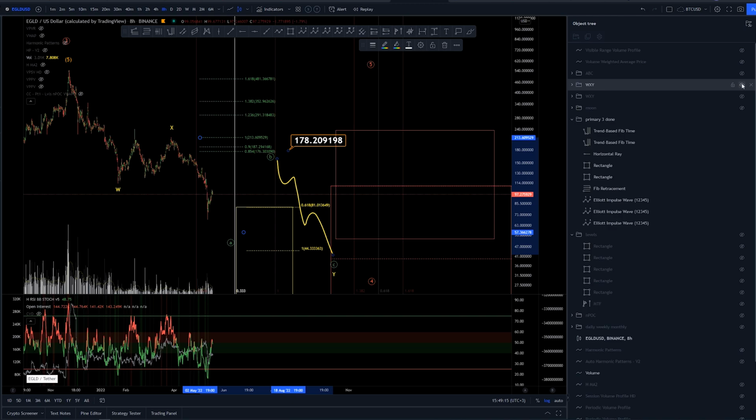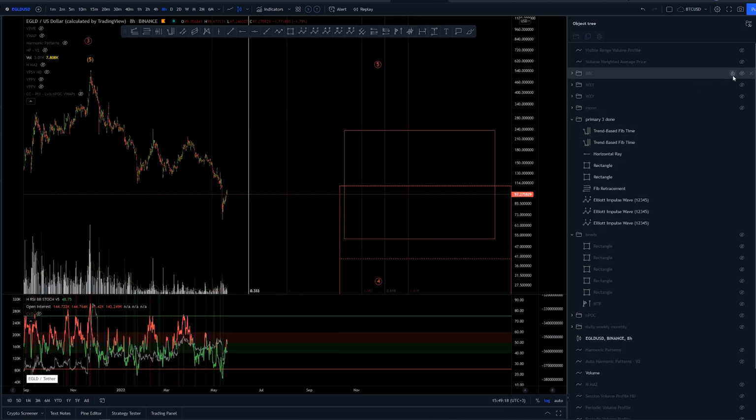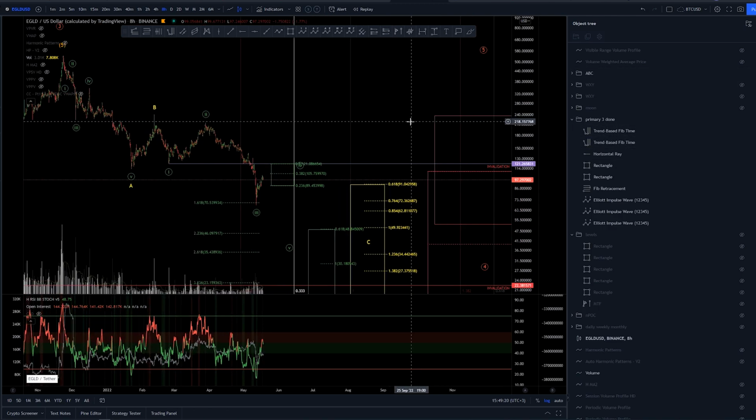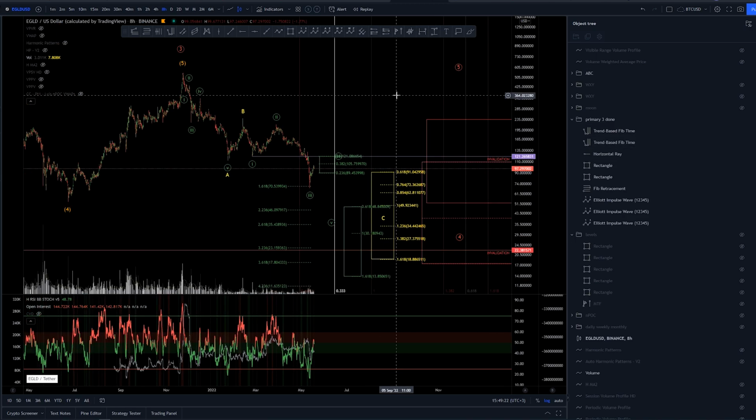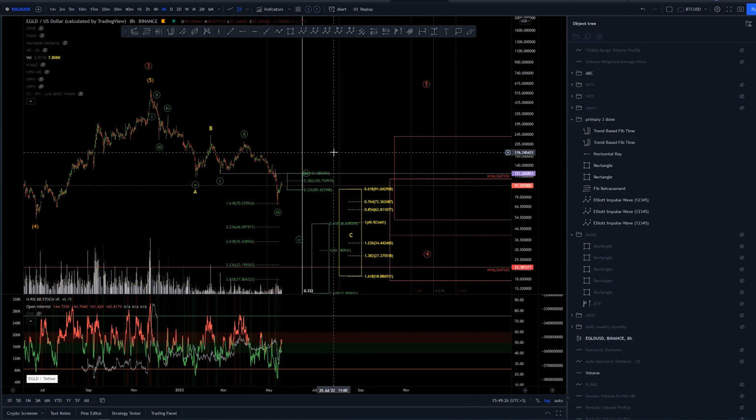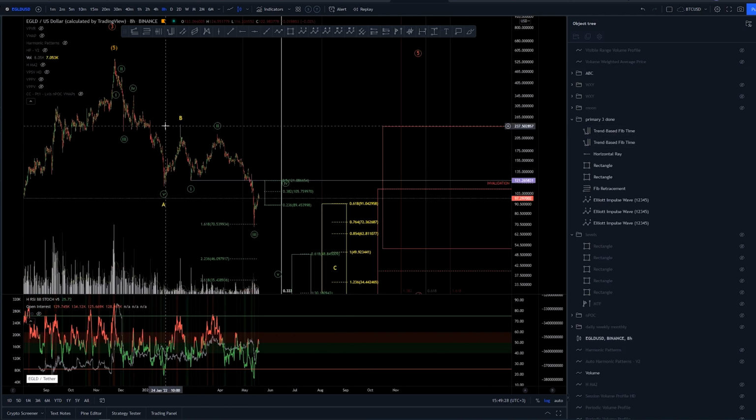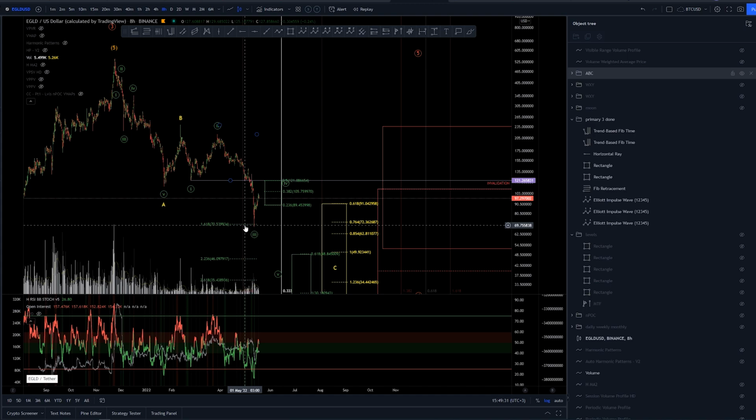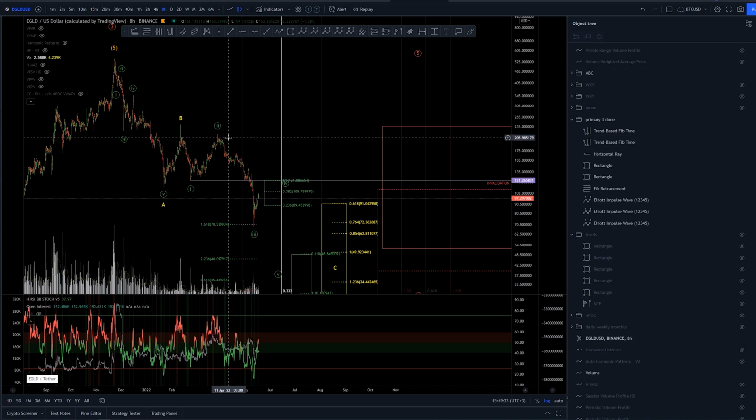So that's the 2 scenarios with the WXY. Now we have still one more to go, which is the ABC. In this one, we are looking for a possible 5-wave structure here. As we measured this last leg here, there's always a possibility for a 3-wave move here.